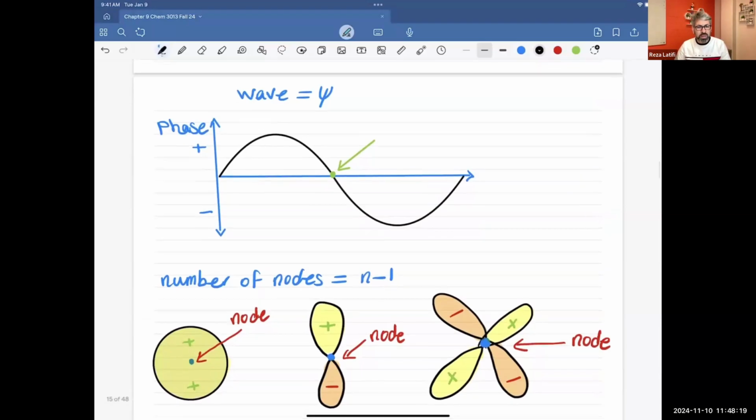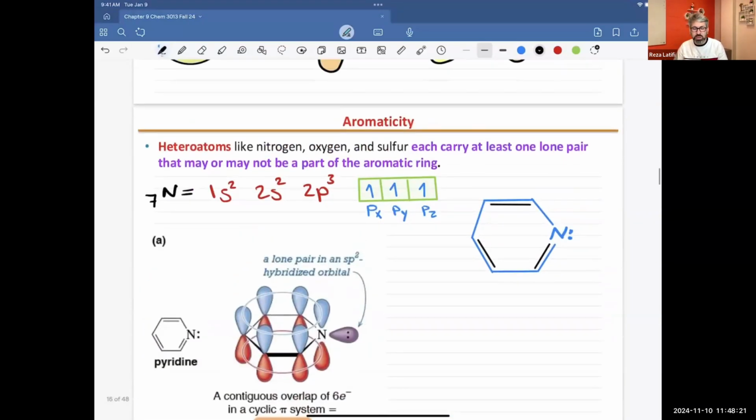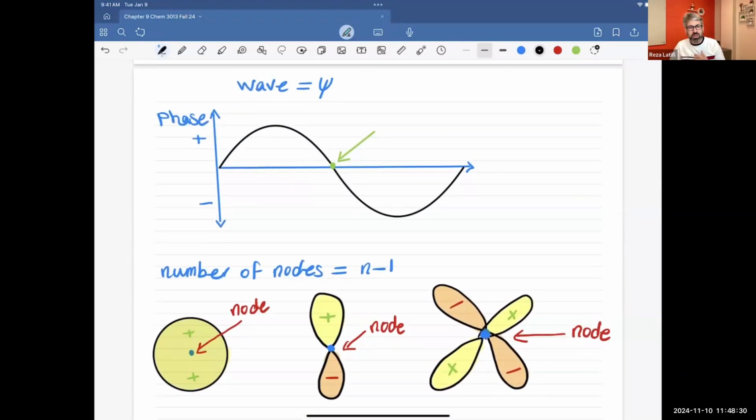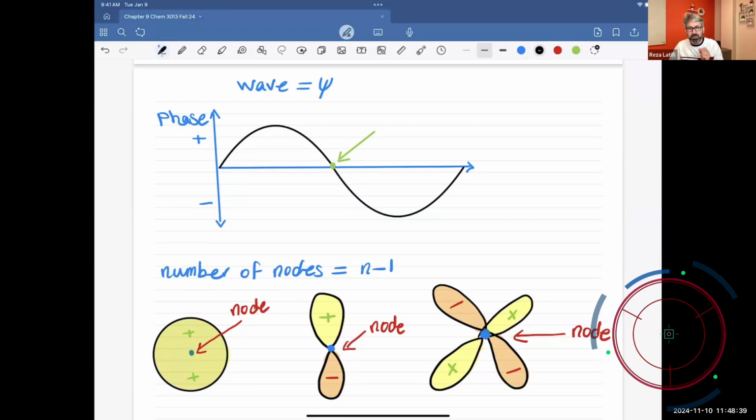Now, I want to talk about whether a molecule like pyridine is aromatic or not. In order to open that discussion, I need to talk about nodes and the orbitals that are involved, and that's going to be a good subject. But for another lecture. For now, let's stop the lecture here, and thank you very much.